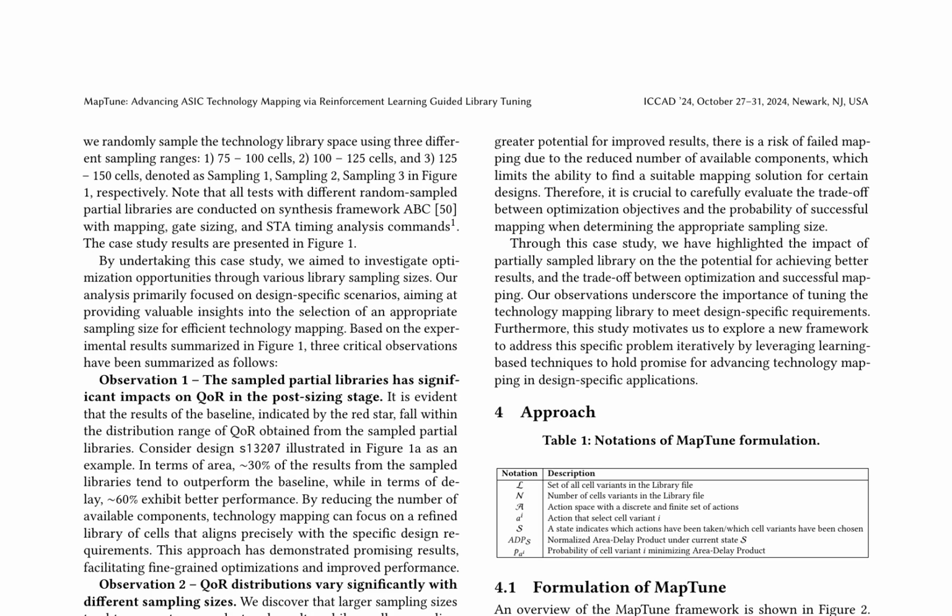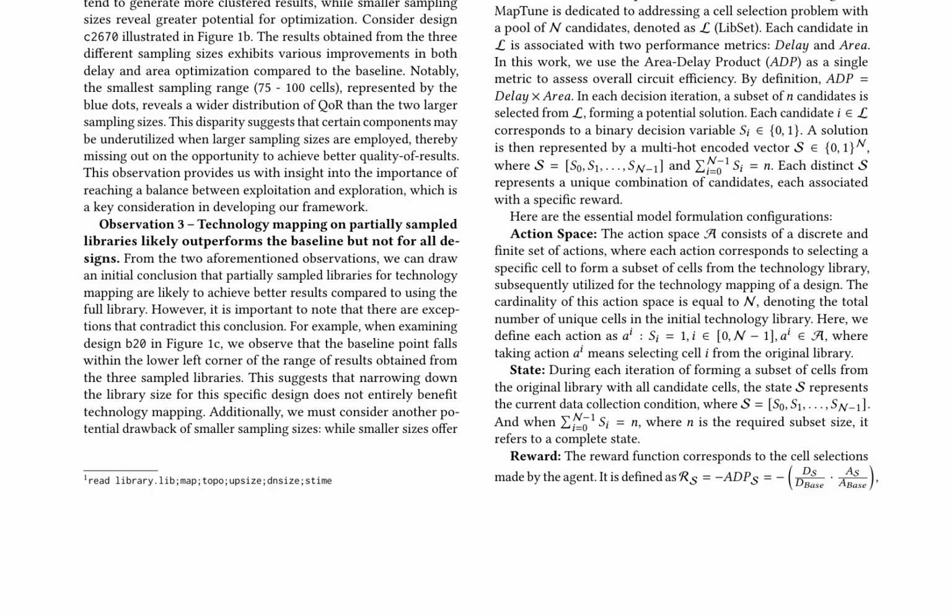3 key observations emerge. First, the sampled partial libraries have a significant impact on QoR. Second, QoR distributions vary significantly with different sampling sizes. And third, technology mapping on partially sampled libraries likely outperforms the baseline, but not for all designs. These observations underscore the importance of tuning the technology mapping library to meet design-specific requirements.